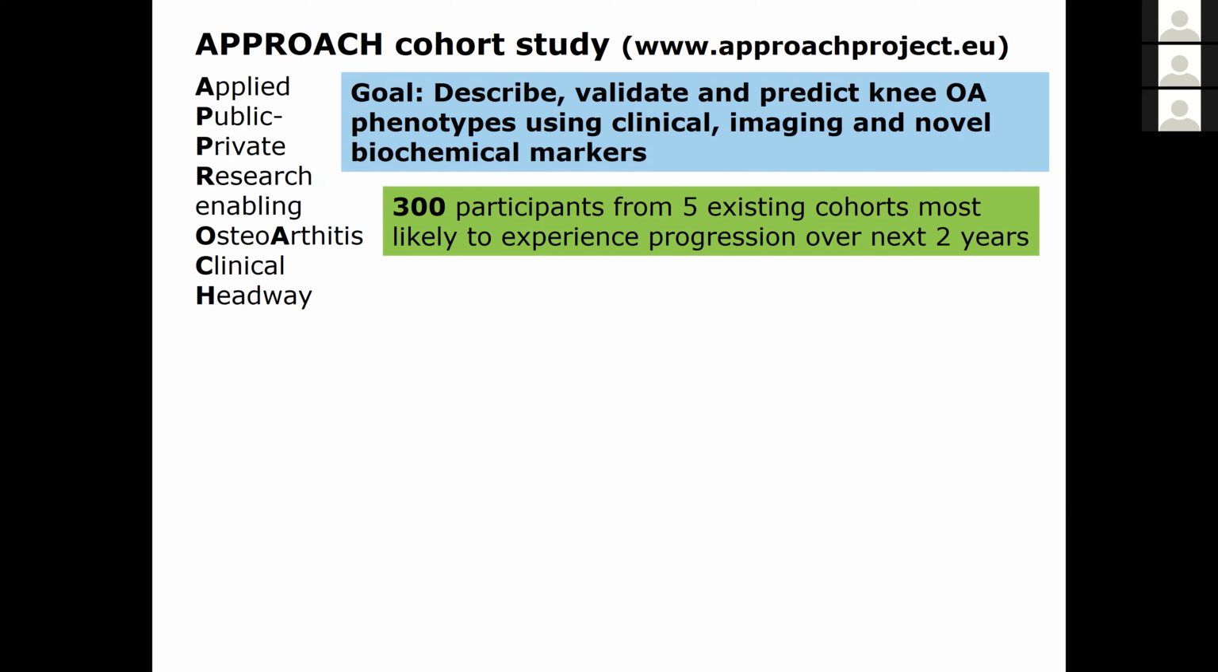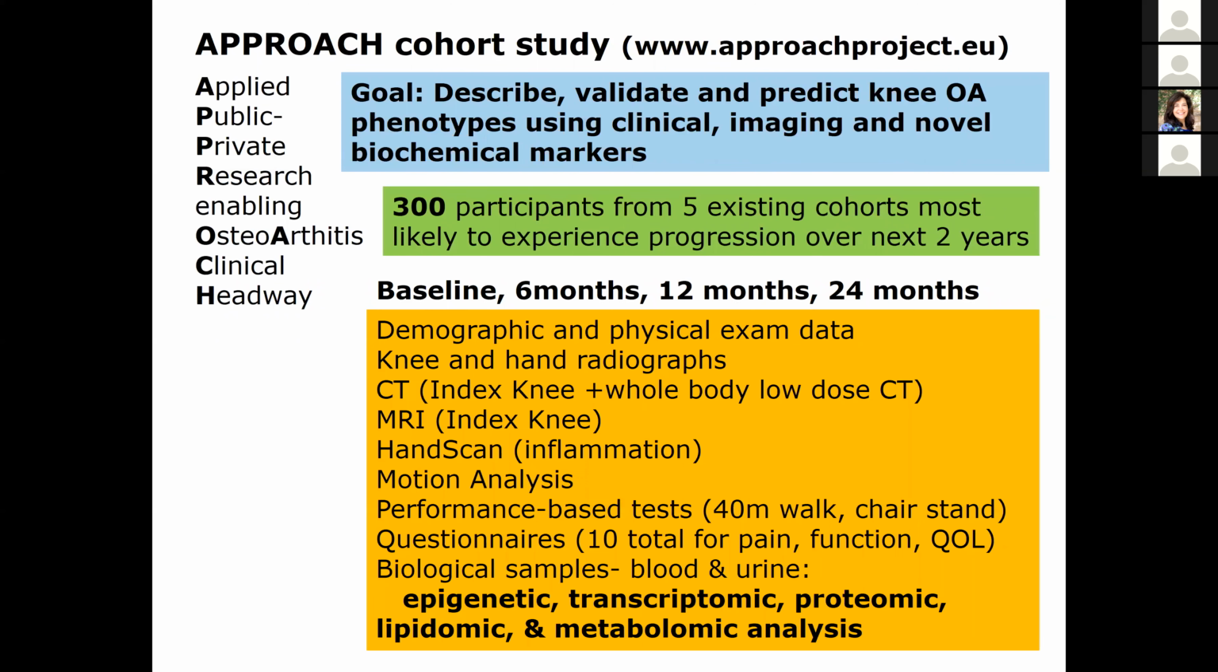And to do this, they are going to put together a cohort of 300 participants, and these are going to be pulled out from 5 existing cohorts. So their initial analysis is looking at thousands of people in these existing cohorts to try to determine what are the factors that are going to most likely predict the 300 who are going to experience progression over the next 2 years of the study. And then what they're going to do with those 300 is follow them for 2 years with measures at baseline, 6, 12, and 24 months.